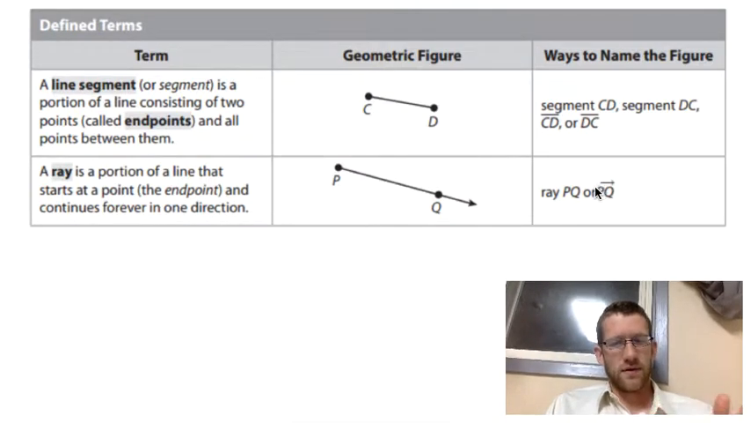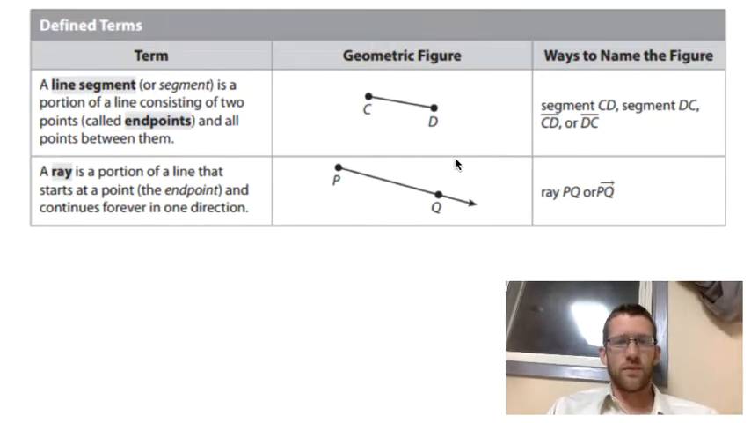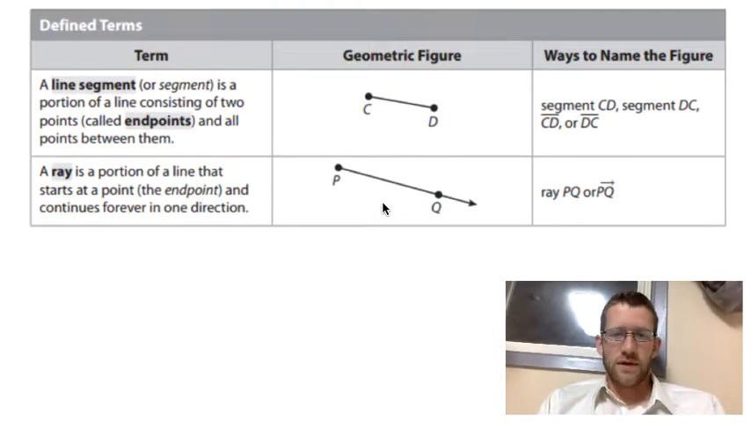So a ray is kind of halfway in between a segment and a line, in that at one end it's bound, right? So you don't put any little arrow representing infinity. At the other end you do put a little arrow. So those are the tools we're going to work with for this first unit.